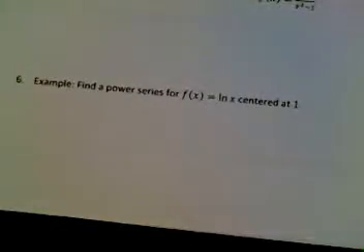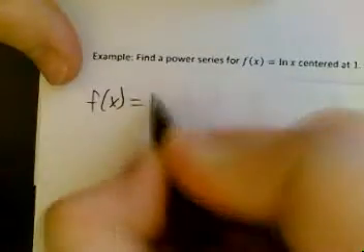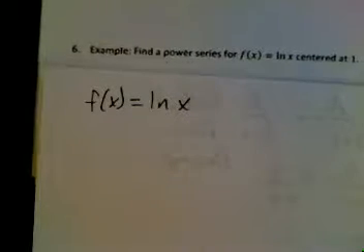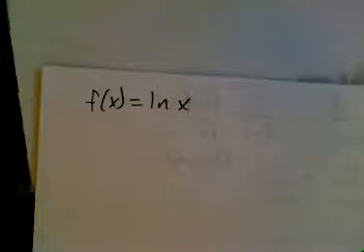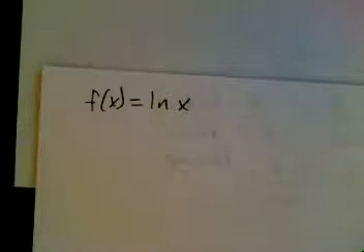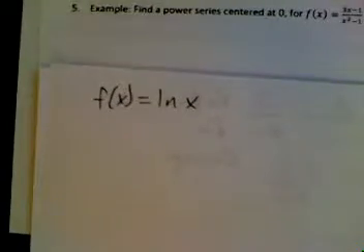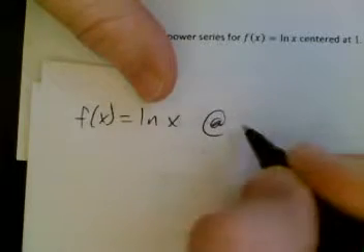Let's see if I have time to do example number 6. It says, find a power series for f of x equals the natural log of x centered at 1. Now, this one in particular requires some previous knowledge, in the sense that we should have done this in section 9.8. We didn't do it in 9.8 for a particular reason. I want to do it centered at 1.